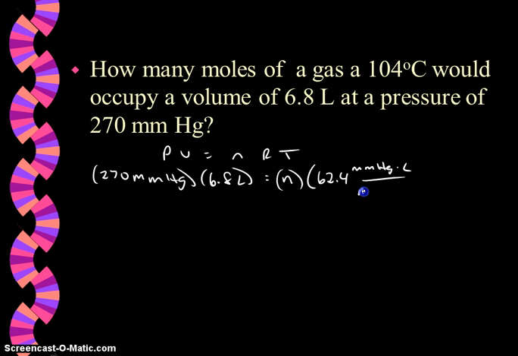And that's one reason why you want to always write out the units for your R value so you can double check that they match up. And then we need to add 273 to 104 to get our temperature in Kelvin, and that'll give us 377 Kelvin. We're going to divide both sides by 62.4, divide both sides by 377, and that will isolate our number of moles. So we get 0.078 moles of this gas.